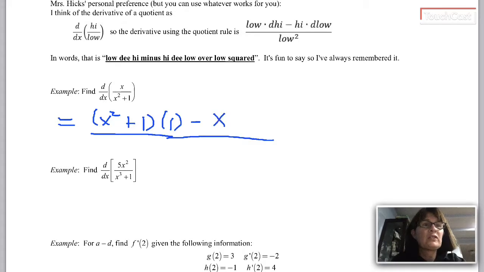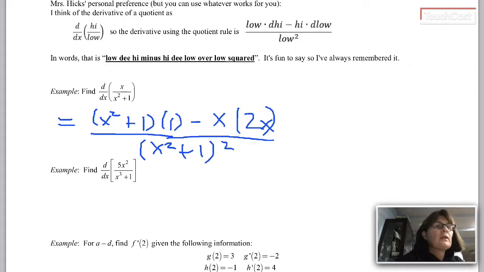Minus the upper function, high, multiplied by the derivative of the low function. The derivative of x squared plus 1 is 2x. All over low squared, that's x squared plus 1 squared. So again, on the AP test, feel free in the free response section to leave your answer unsimplified. That would get full credit.